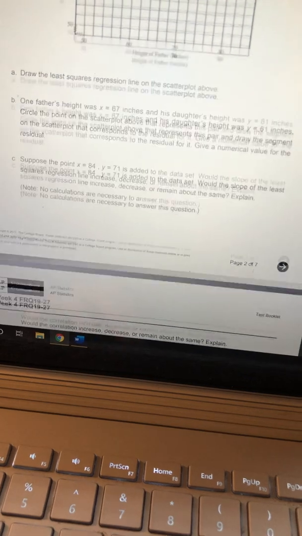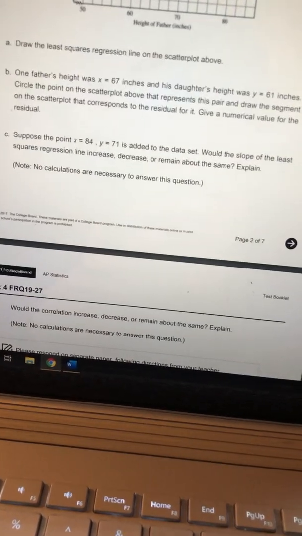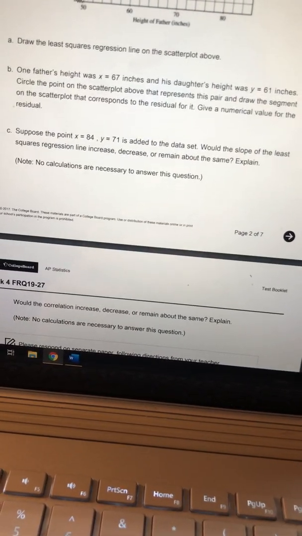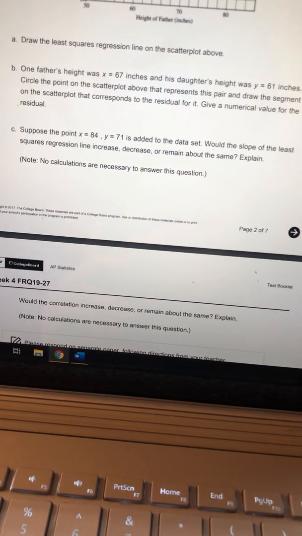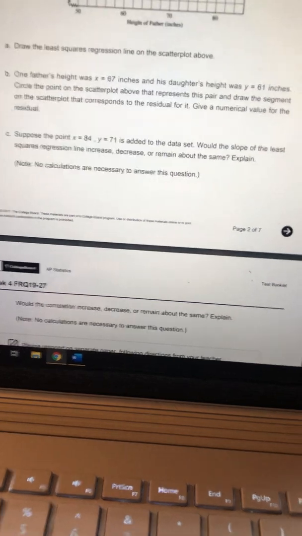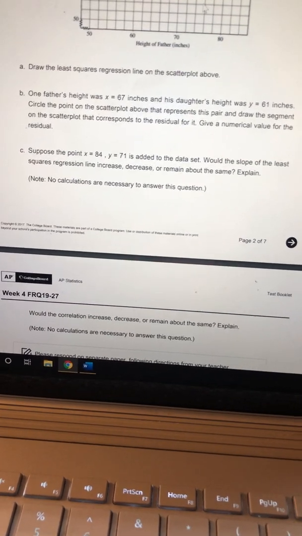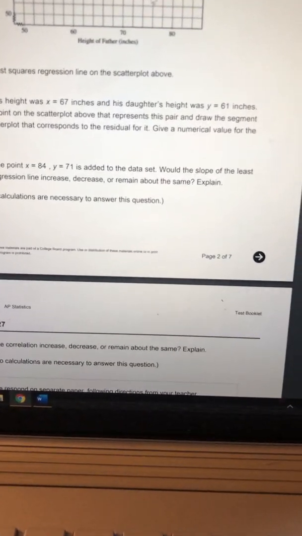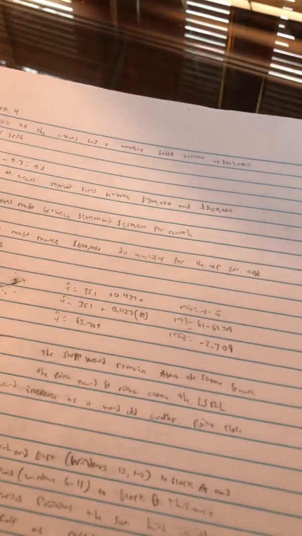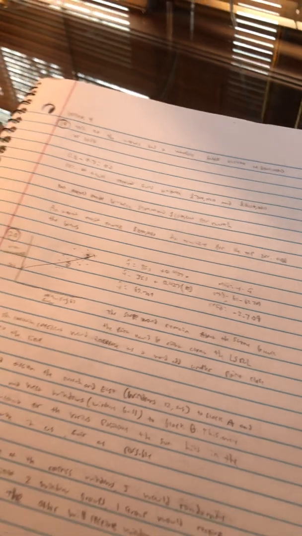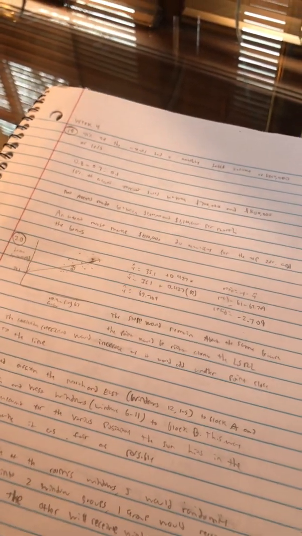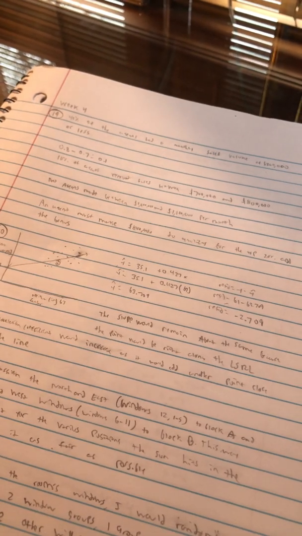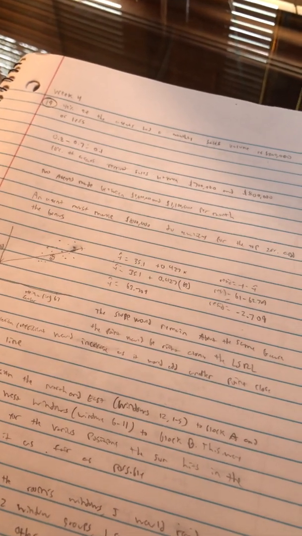And part C, suppose the point x equals 84, y equals 71 is added to the data set. Would the slope of the least squares regression line increase, decrease, or remain about the same? So the slope would remain about the same because that point would be very close on the least squares regression line. And in order to change that, it would need to have a big residual.